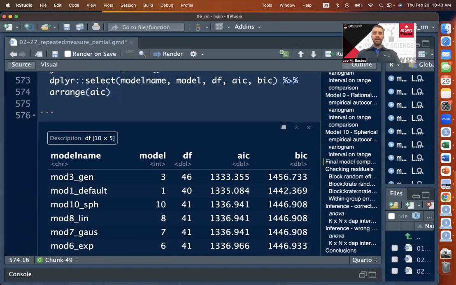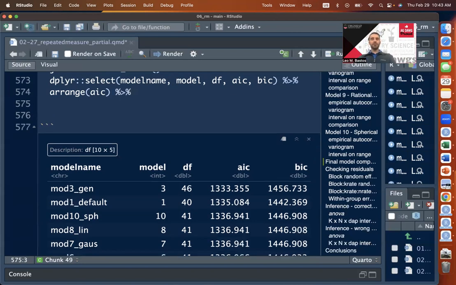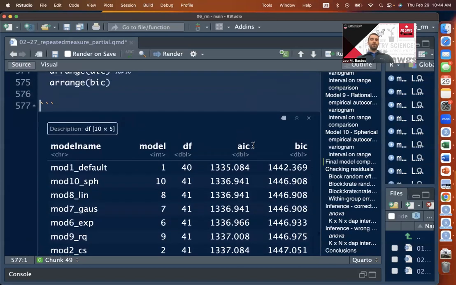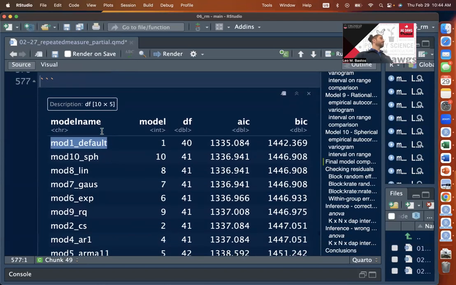Now, what if we actually arranged by BIC? What would happen? We can just follow that up with an arrange BIC. If we were choosing BIC, we would choose the default model, as we already saw. And again, this is because this specific data set, even though it was repeated measure, was not very strongly correlated across those repeated measures, across those dates. So that's why the mod 1 default is such a strong contender on this list. If you have a certain correlation, the default one is going to be way down this list and most likely not be the one you select.